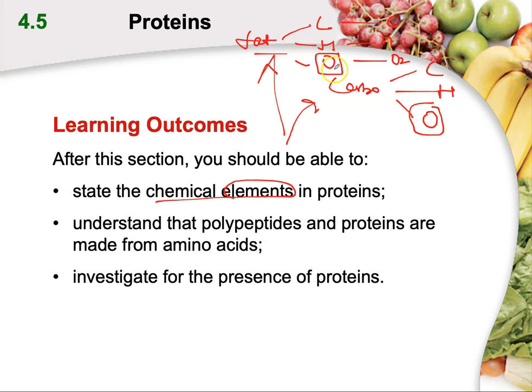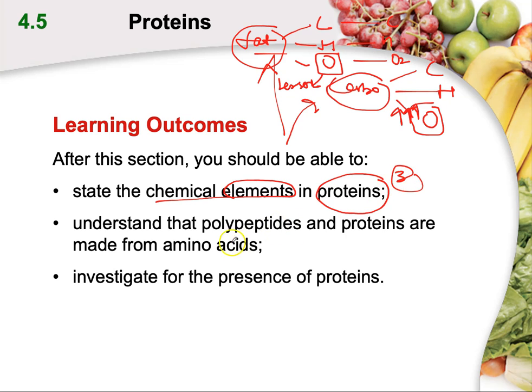In fats, the O is lesser in proportion. That means one fat molecule will have very little oxygen, while one carbohydrate molecule will have a lot of oxygen. So now we're going to be talking about the third nutrient known as protein. Then we are also going to be talking about the building blocks of proteins. Then we are going to find out how to detect proteins and also how to detect carbohydrates and fats.